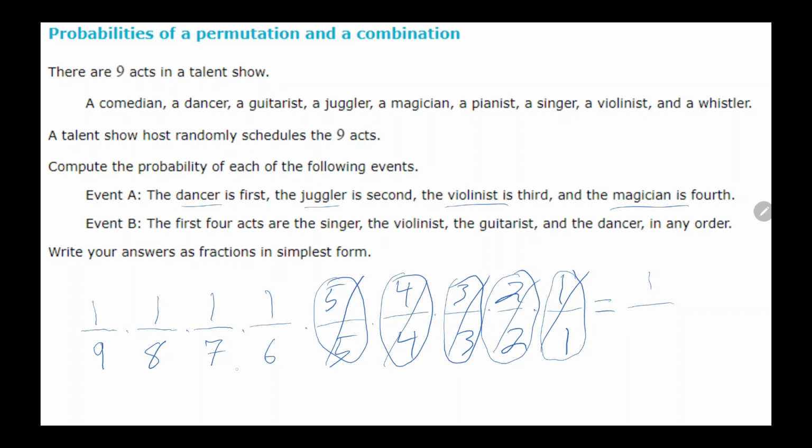Times 6, which is 42. So that's going to be 9 times 8. Let's do it by hand because we can. All right, 9 times 8, that's 72. 7 times 6 is 42. So I'm looking at 72 times 42.